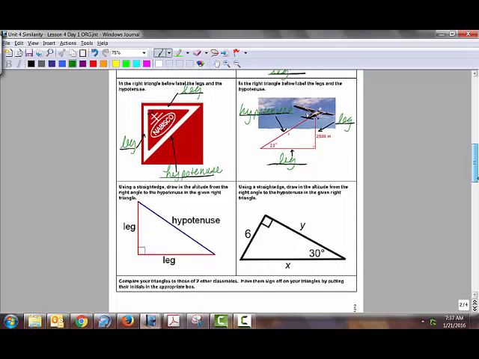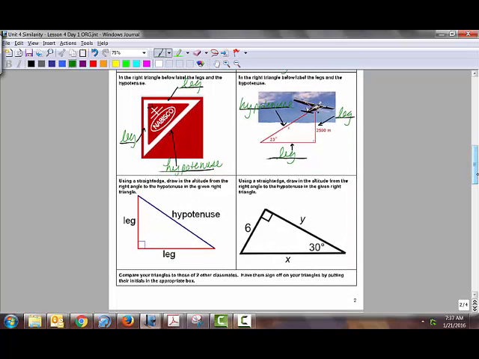Right, now you're going to use the straight edge on the protractor to draw in the altitude that we will be studying today. We already have two of the three in these right triangles. We want the third one that goes from the right angle perpendicular to the hypotenuse.